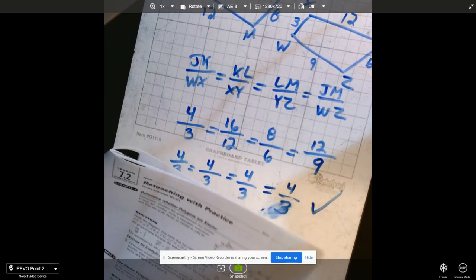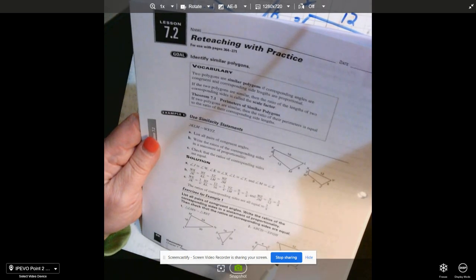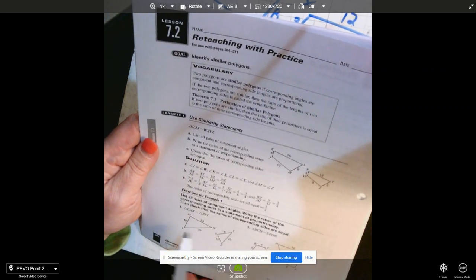All right. So if we take a look at the second page, let me go back here. They have 2 examples here. See if you can try example 1 and example 2. Let me know if you have questions on those.